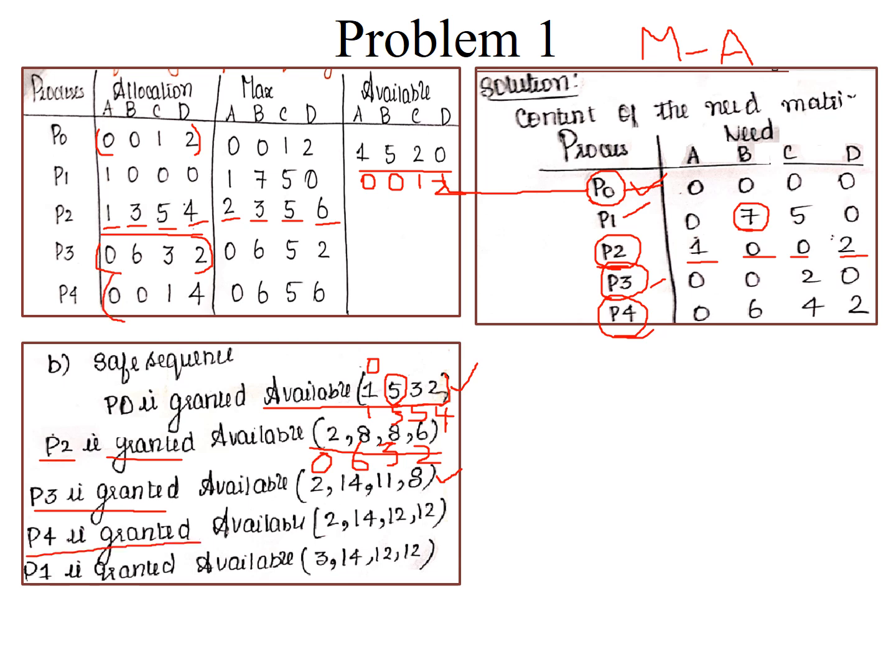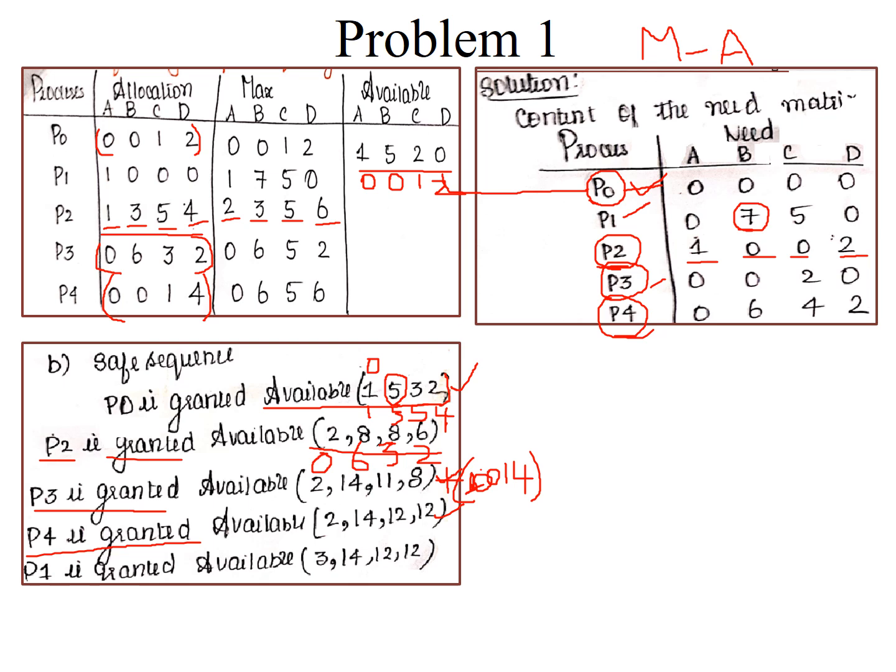P4's allocation is 0014. So when we add 0014 with this, the updated availability is 2, 14, 12, 12. So 8 plus 4 is 12, 11 plus 1 is 12, and 2, 14 remain as such. Now once again we have to check, are there any processes left out?